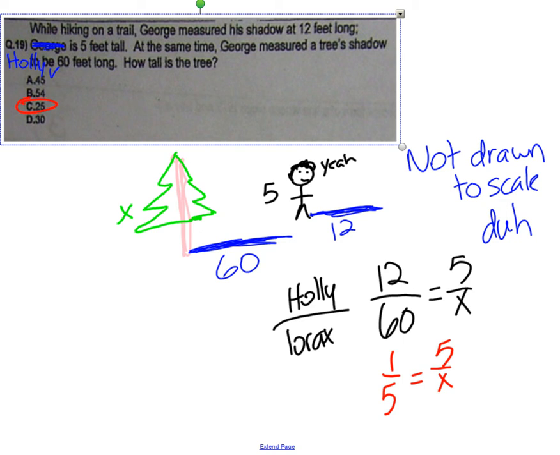Again, we could have looked at scale factor. How could we get from 12 to 60? Times 5. So 5 times 5 is 25.